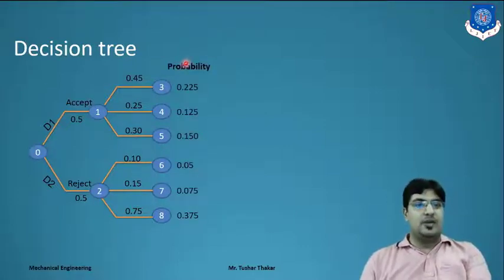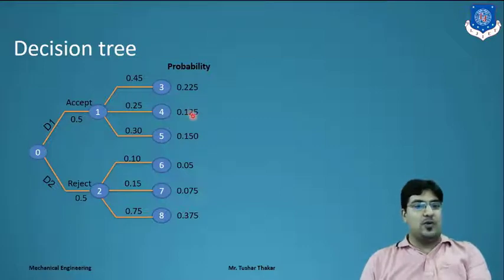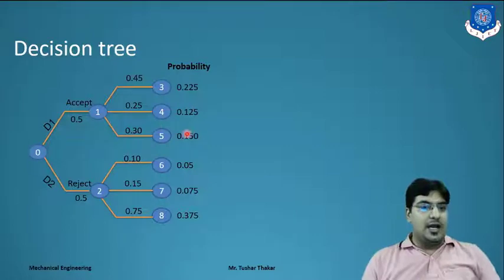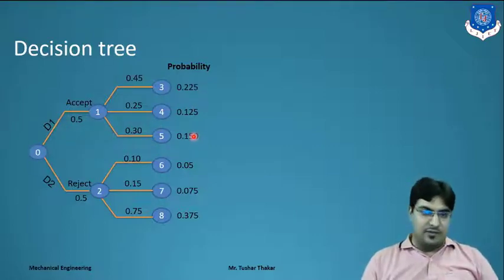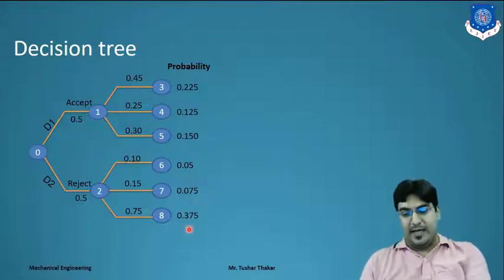What we have to do? We have to find out the probability based on accepting the order. Means we have to multiply the probability of the outcome into the probability of accepting, means 0.45 into 0.5 we can get 0.225. Here the same, 0.25 into 0.5 we can get 0.125, and 0.30 into 0.5 we can get 0.150. Means all the probabilities of all the nodes, all the chances, we can get a probability of it.